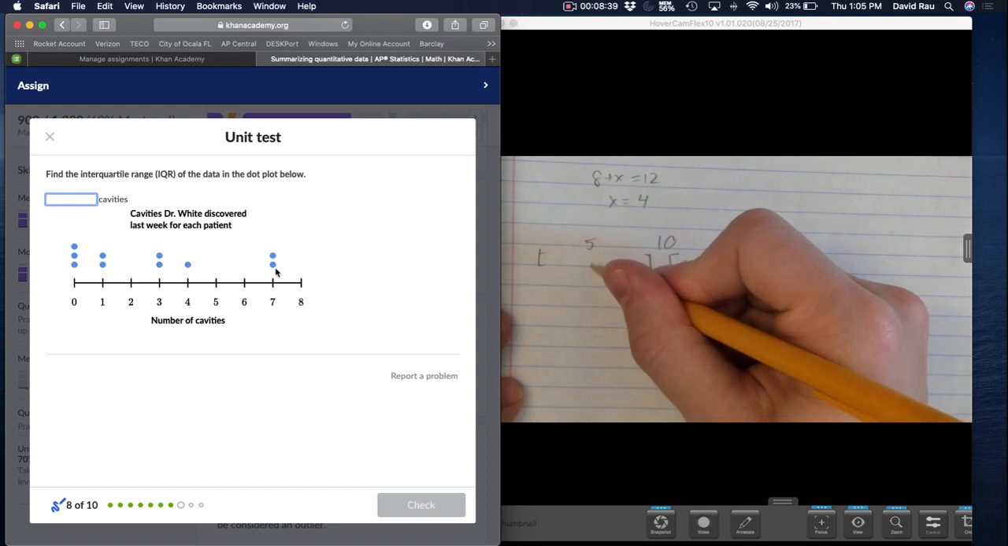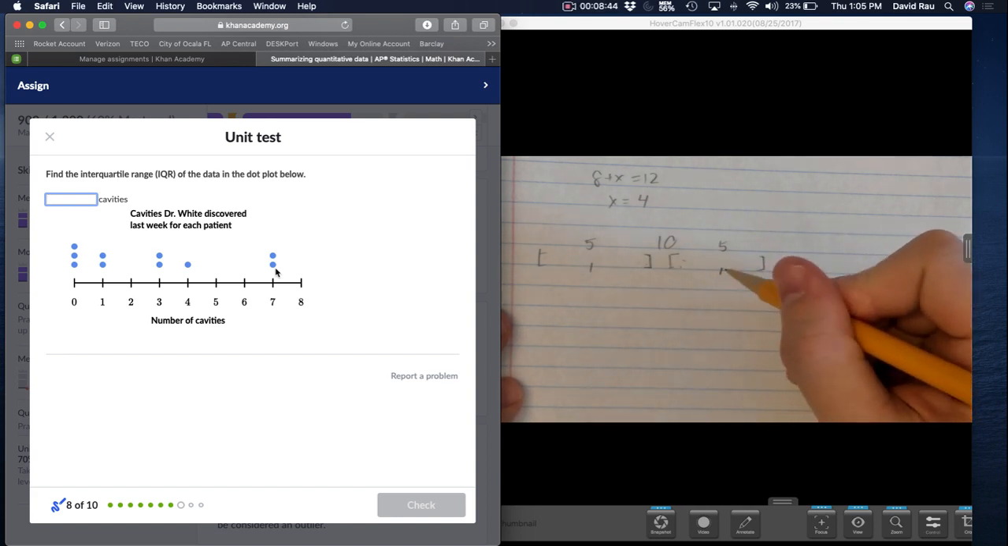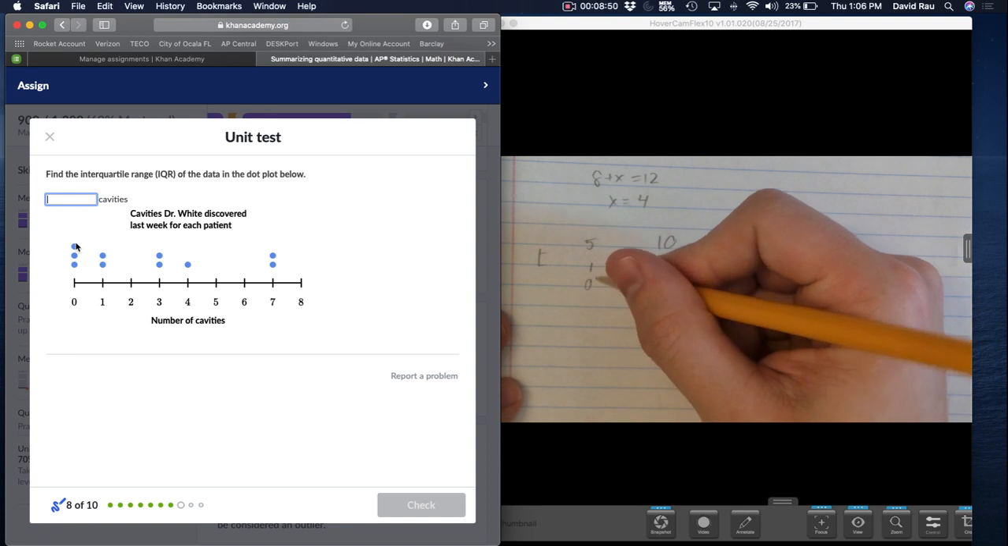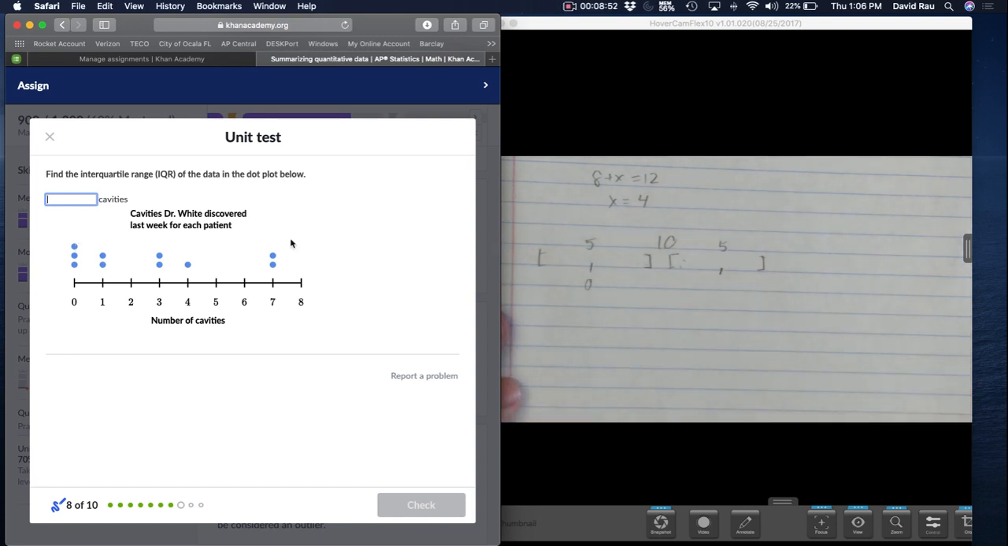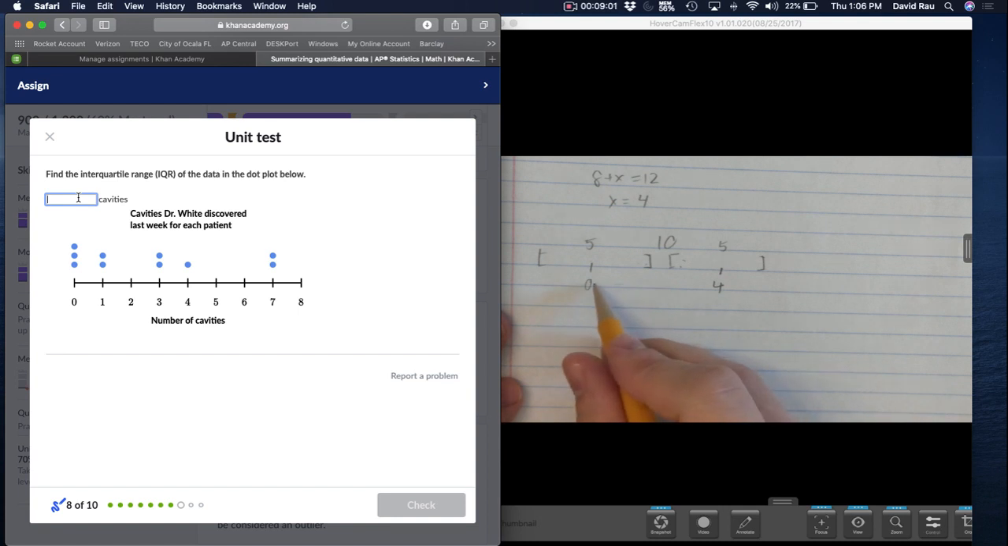Well, Q1 will be the 3rd value, the value right in the middle, and then Q3 will be the 3rd value right in the middle. So if we count 1, 2, 3, the 3rd value is actually 0. And for the 5 highest values, if we start on the other end, 1, 2, 3, the 3rd value is 4. And so the interquartile range is the difference between these two. So what is 4 minus 0? 4.